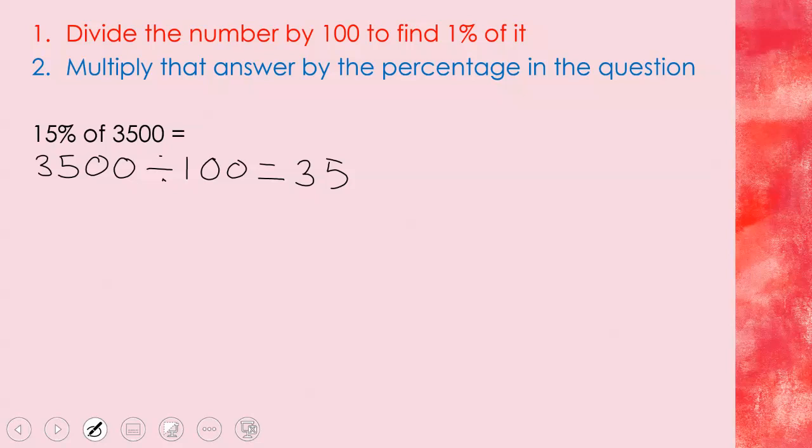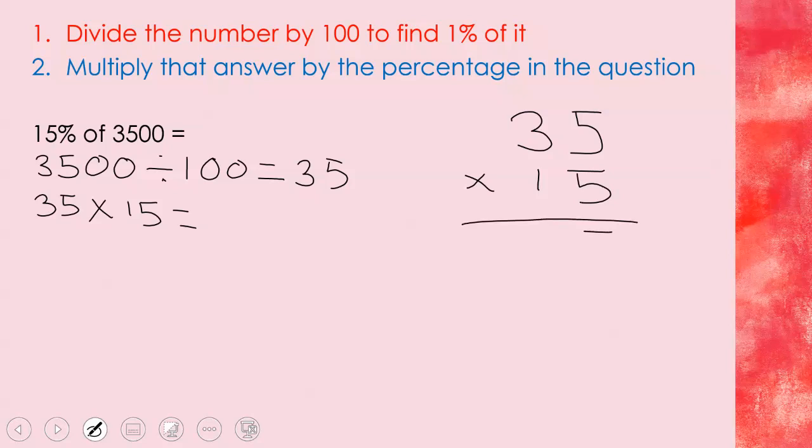Step 2, multiply that answer by the percentage in the question. 35 multiplied by 15. Do I know my 15 times tables off the top of my head? No, I don't. So how am I going to set this question out? As a column.